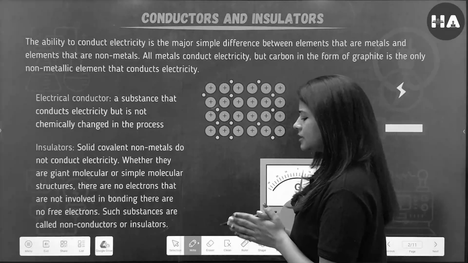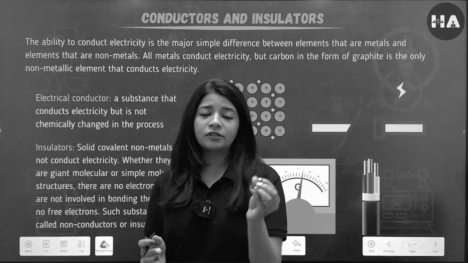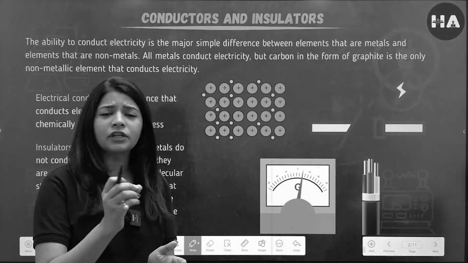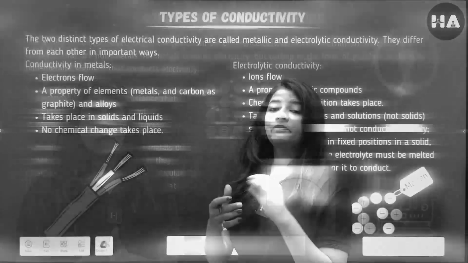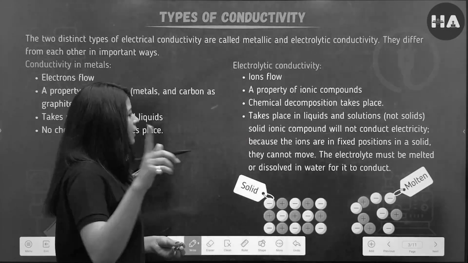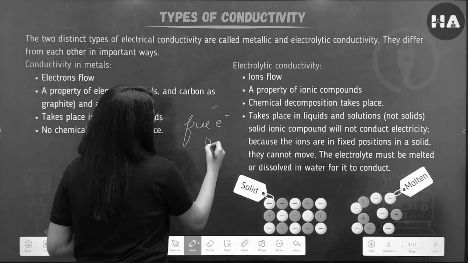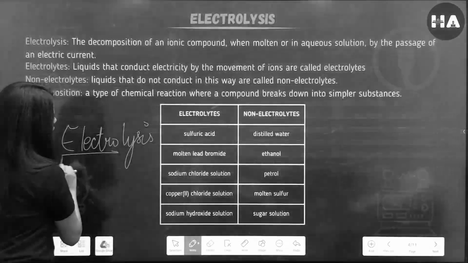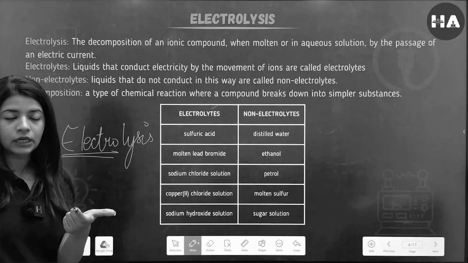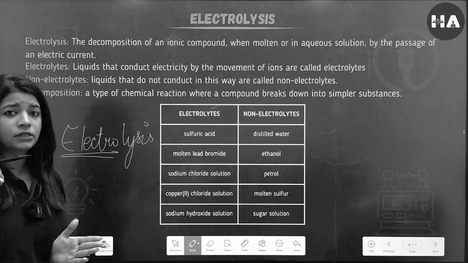So what are conductors and insulators? This is very important for us to understand because this is the key difference point between metals and non-metals. Electricity can be conducted if they have either free electrons or free moving ions. The word electro comes from electricity, so it has something to do with electricity for sure.